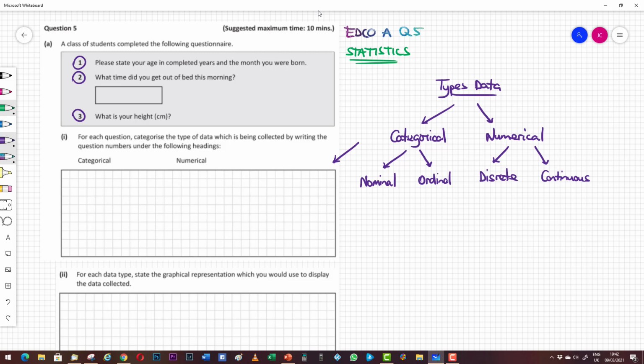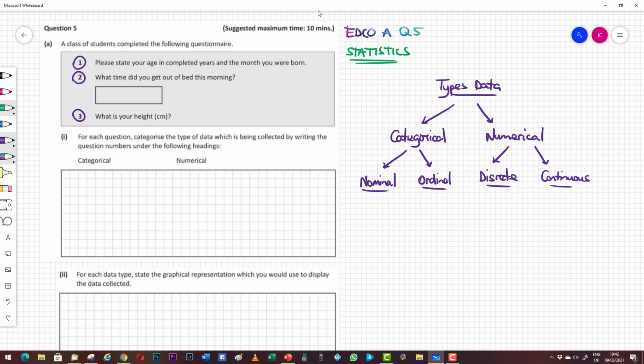In this question, it doesn't ask us to be as specific as nominal, ordinal, discrete, or continuous, but it is good to know that the categories can be subdivided into those. Now, for the answers that have been provided, I would say there's some discussion to be had. So we read the questions and place them in either categorical data or numerical data, and we can discuss whether we think those are the right categories or not.